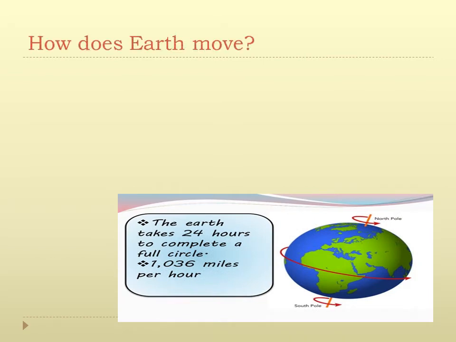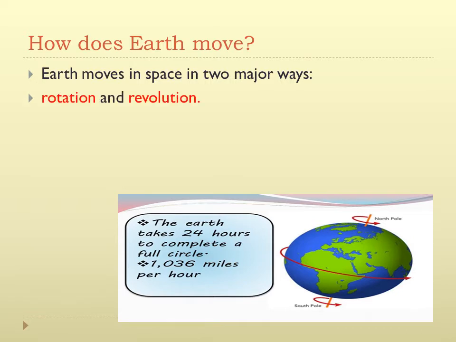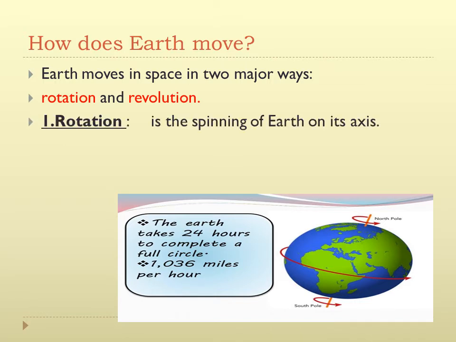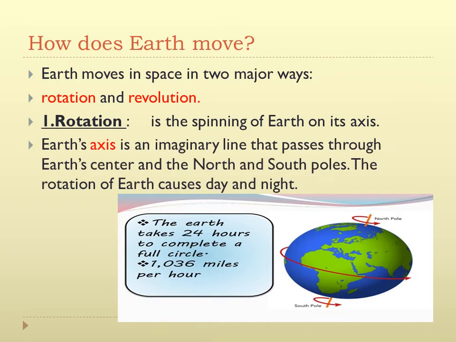So, how does Earth move? Earth moves in two major ways. One is rotation, another is revolution. What do you mean by rotation? Rotation is the spinning of Earth on its axis. You can see Earth takes 24 hours to complete a full circle, or to complete one rotation.